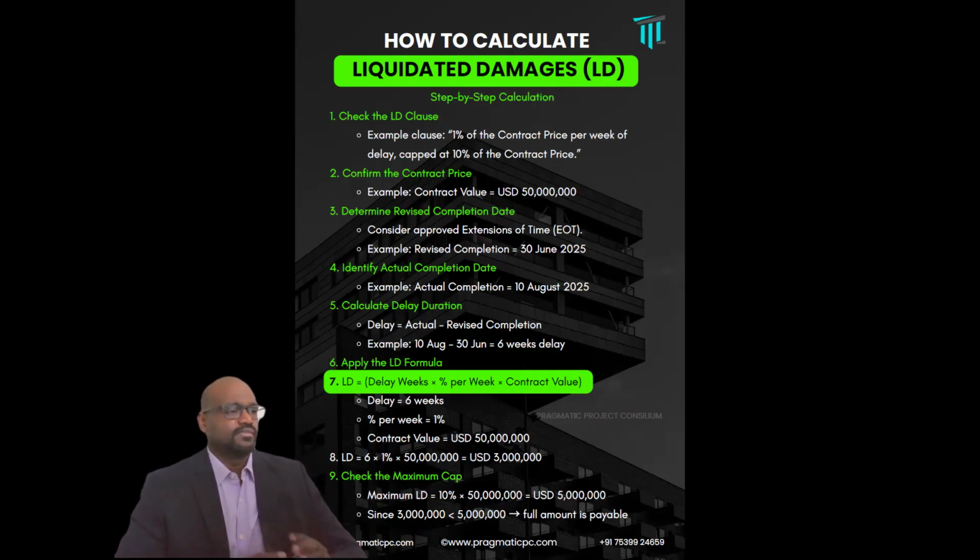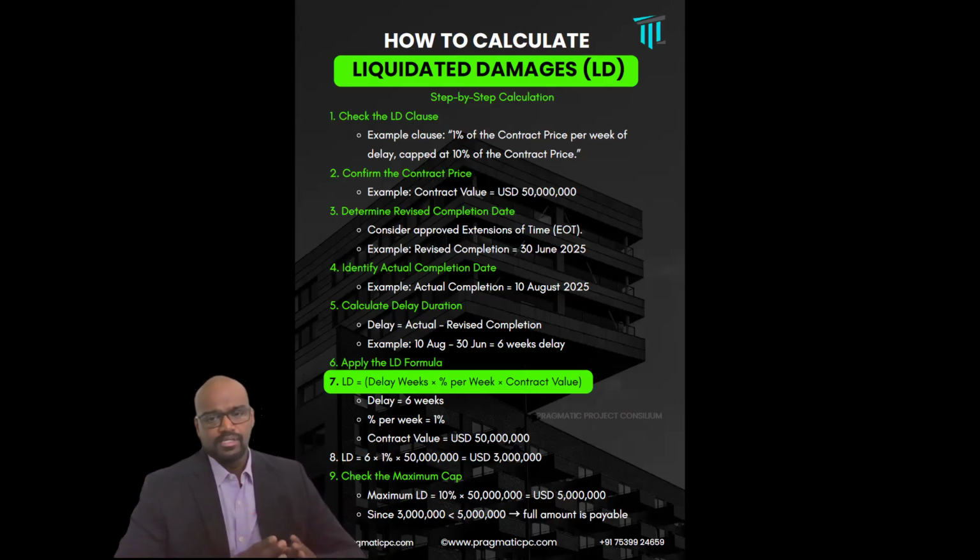Good. So step 7. This is the formula for calculating the LD. LD is equal to delay weeks times percentage applicable per week times the contract value. It's very simple. So delay is equal to 6 weeks. Percentage is 1%, which we are taking from the contract clause. Contract value is 50 million USD. So the LD on calculation is 3 million USD.